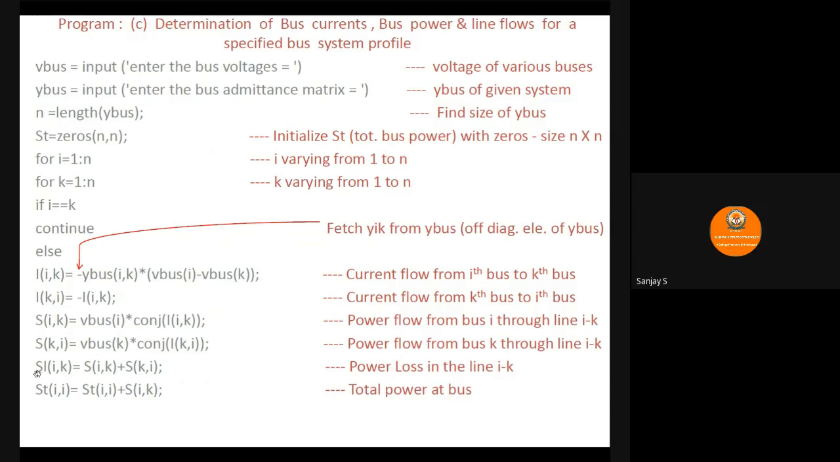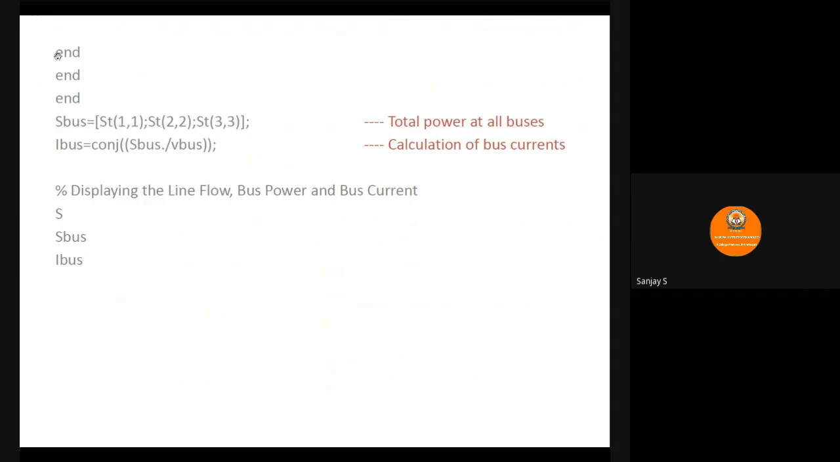Then the transmission loss SL of i comma k is equal to S of i comma k plus S of k comma i. S12 plus S21. If you take the algebraic sum, you will get the transmission loss. Then total power at the bus, ST. T represents total. ST of i comma i is equal to ST of i comma i plus S of i comma k. This is how you get the total power at the bus. Then end instruction. After end, you have Sbus. The power at the bus is given by ST of 1 comma 1 in the first row, ST of 2 comma 2 in the second row, ST of 3 comma 3 in the third row. So this will represent the total power at all the buses.